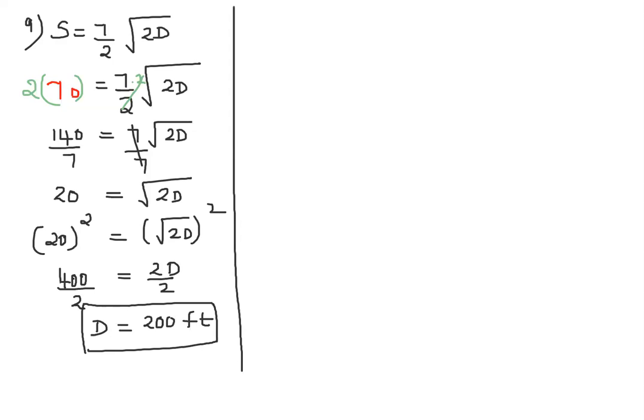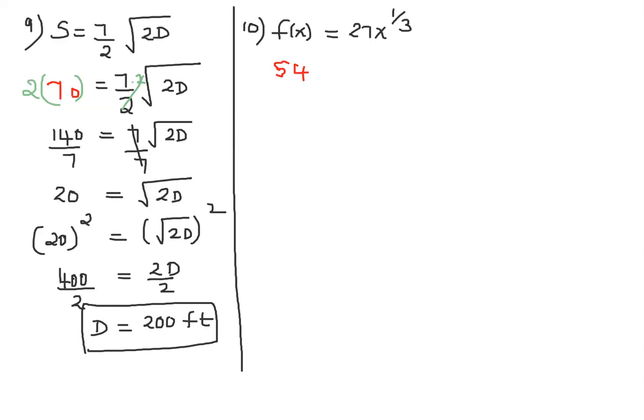Next, number 10. The function f of x equals 27x to the power 1/3 models the number of plant species f of x on an island in terms of the area x in square miles. What is the area of an island that has 54? So the f of x is given as 54. So we have to find the x value. Okay, so the x is the area in square miles.